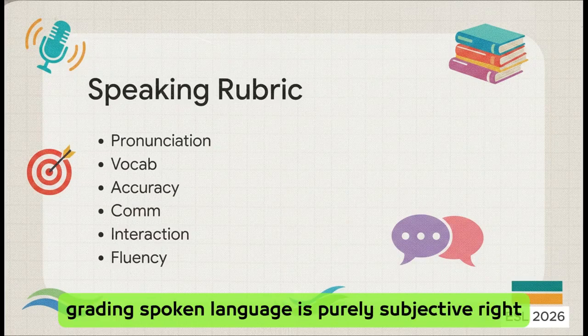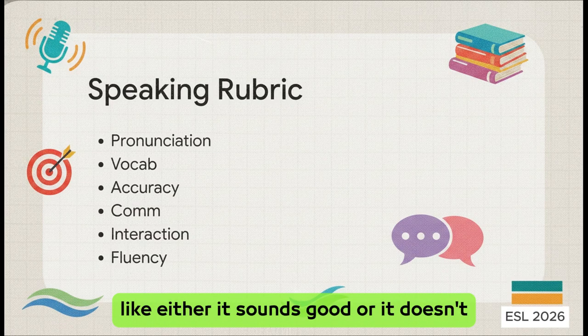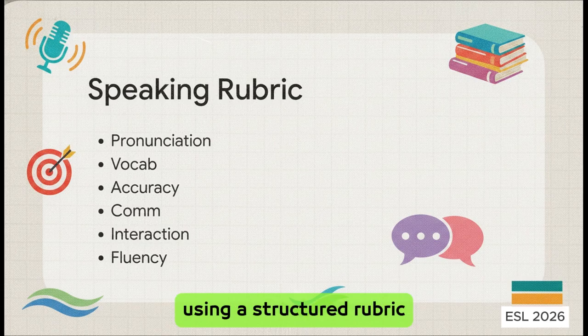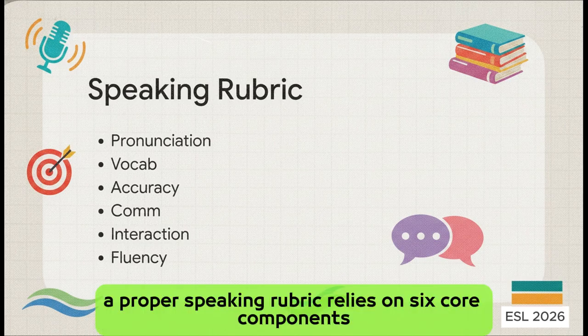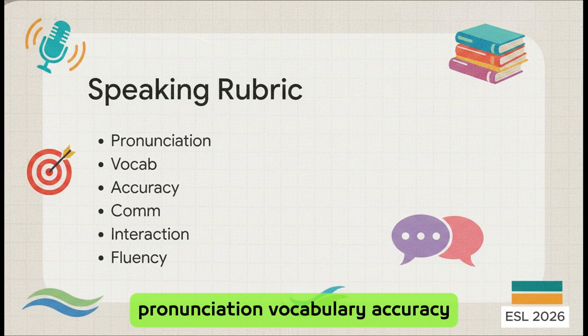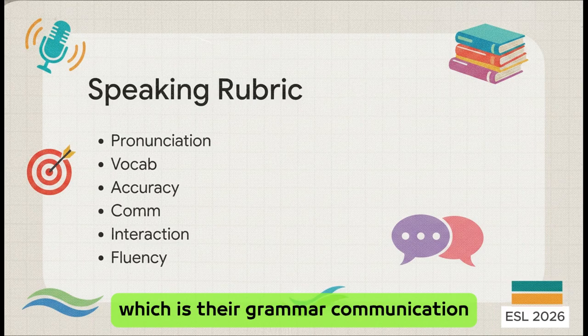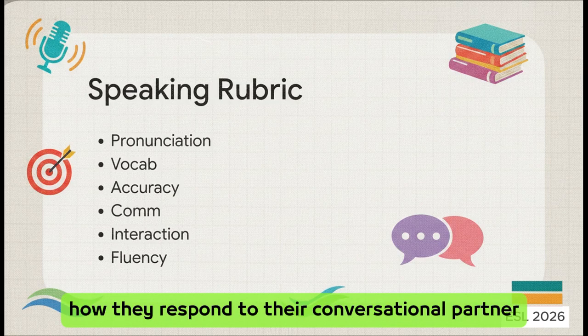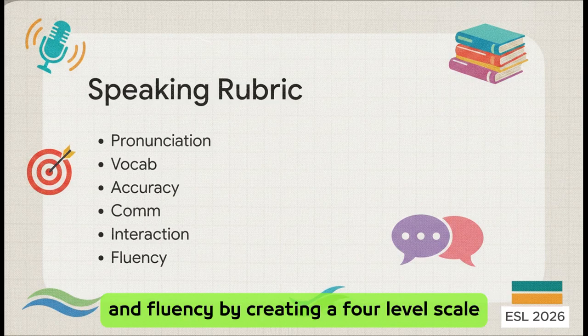Now, you might be thinking grading spoken language is purely subjective, right? Like either it sounds good or it doesn't. But the really great news is that you can give objective grades using a structured rubric. A proper speaking rubric relies on 6 core components: pronunciation, vocabulary, accuracy, which is their grammar, communication, which is their creative use of the language to be understood, interaction, meaning how they respond to their conversational partner, and fluency.